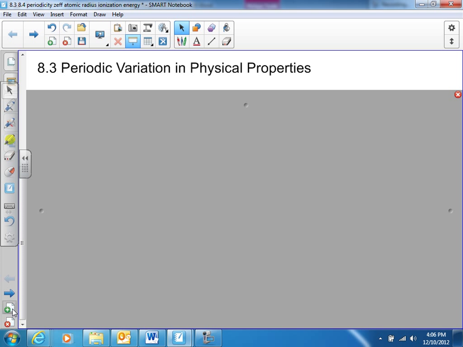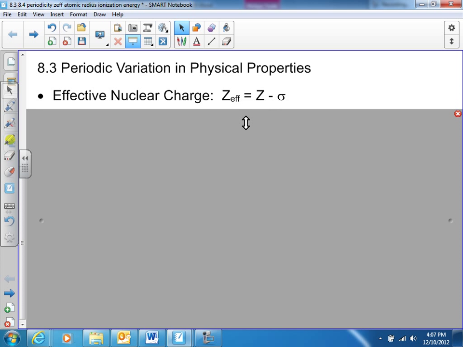8.3, periodic variation in physical properties. So this periodic table is called the periodic table because we see patterns that happen in a periodic way throughout the periodic table. In fact, these trends occur along a row of the periodic table, so we call each row a period of the periodic table. Very interesting, isn't it? And a period just means something that repeats itself over and over.